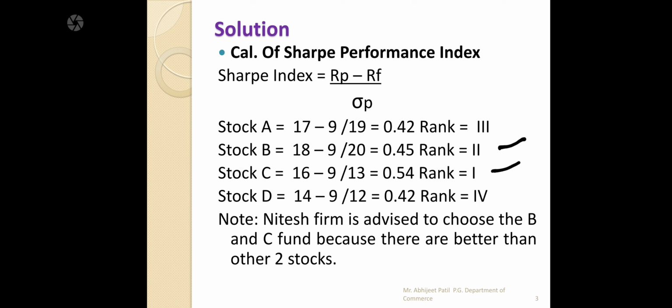So based upon that, the Sharpe index is portfolio return minus risk-free rate of return divided by standard deviation. You should calculate which one is highest, and based upon that you should give the rank. Here in this problem, Nitesh wants only 2 securities, 2 stocks, so we select the ones with the highest performance for investment. So this is related to the Sharpe performance index, question number 1.